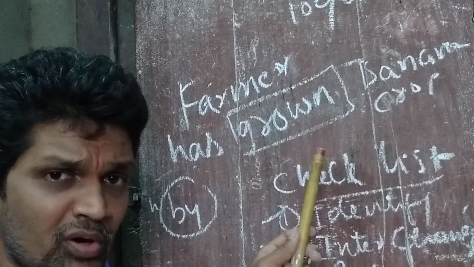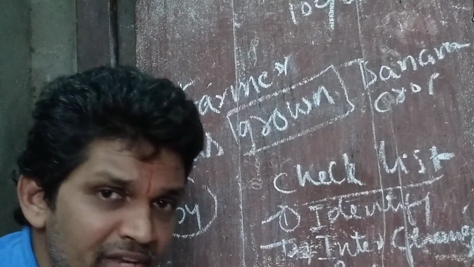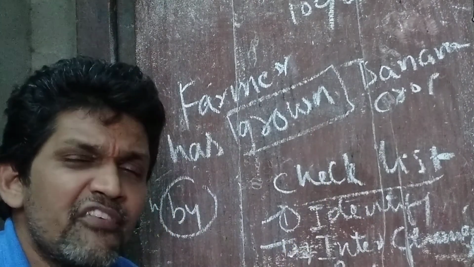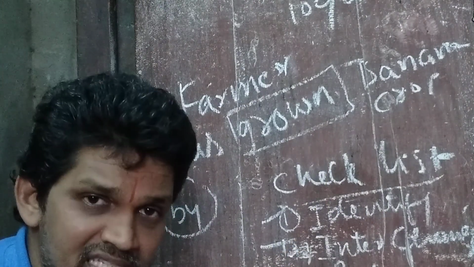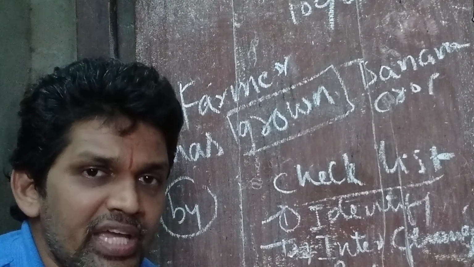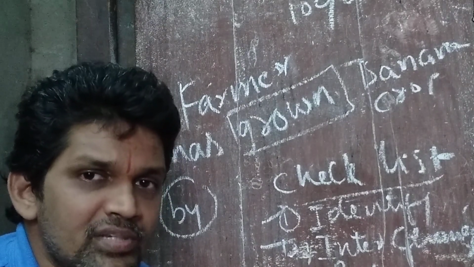I think you understood about the simple present tense, continuous tense and present perfect tense. If you know these three rules and can change these three sentences, very easily you can change the past tense. In the next class, we shall learn how to change the past sentences from active voice to passive voice.